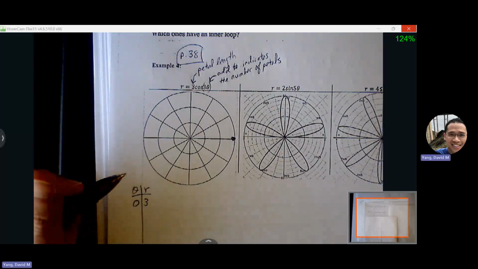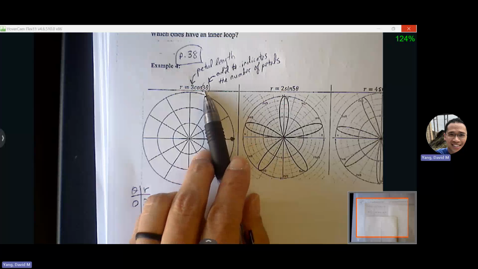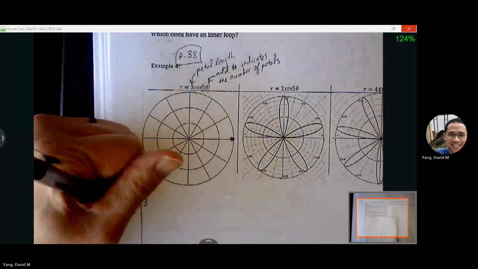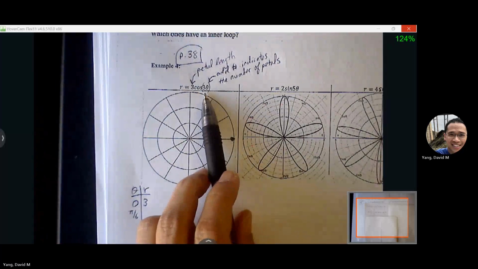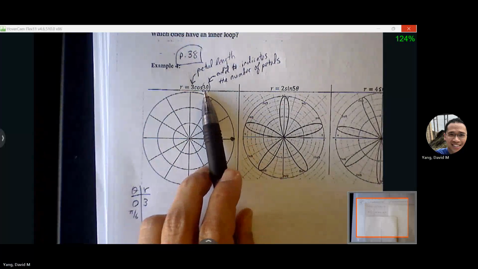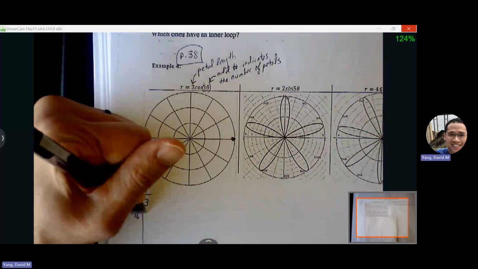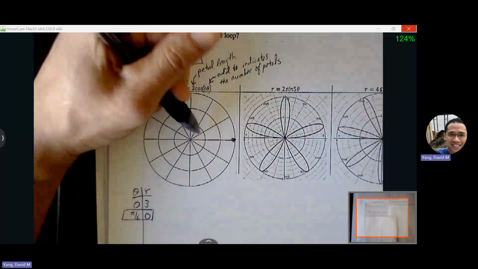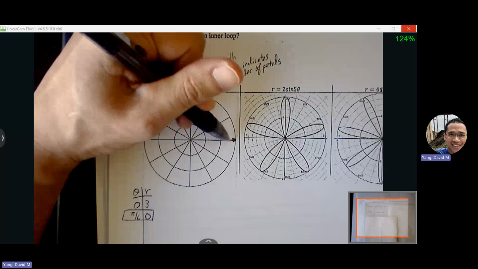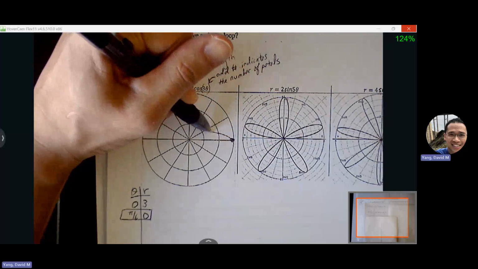I'm going to pick convenient values here. Let's say I chose pi over 6. If I chose pi over 6, what's 3 times pi over 6? Pi over 2. Okay. And cosine of pi over 2 is 0. So I'm going to hit a polar 0 here. So the graph at pi over 6 is going to come in at an angle towards the polar 0.